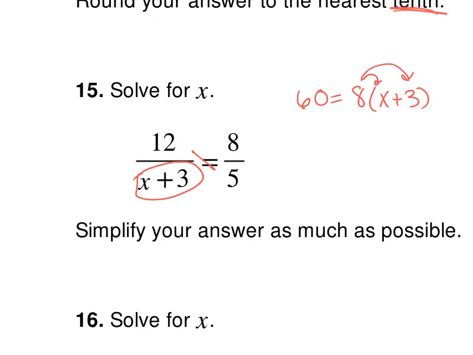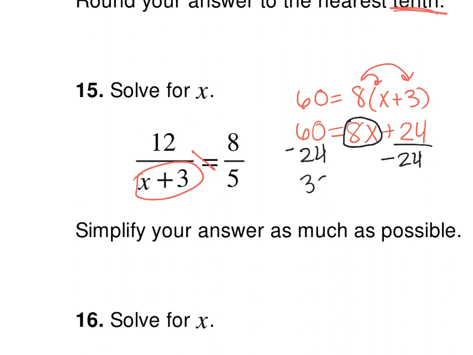We're going to distribute, so we have 60 equals 8x plus 24. Now it's a two-step equation. This is what we're focusing on last. We got to move this 24 first. We're going to minus 24, minus 24. 32 equals 8x. Divide by 8, divide by 8. X equals 4. And again, you can check this.